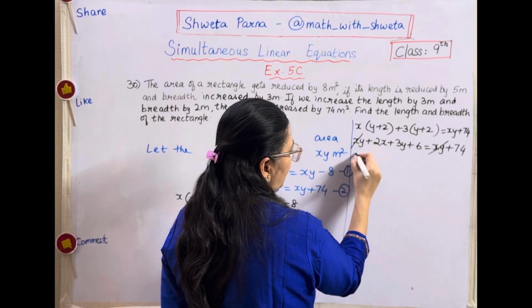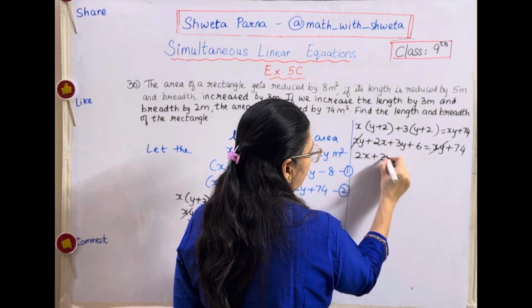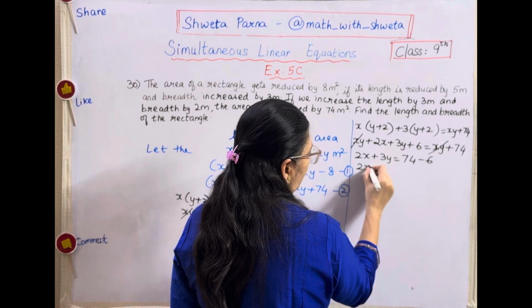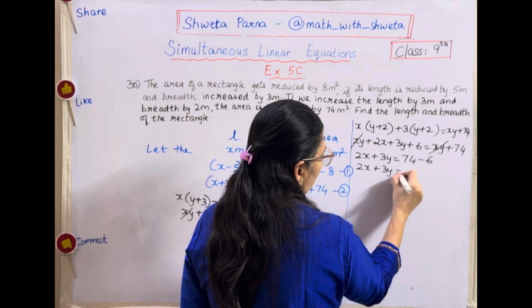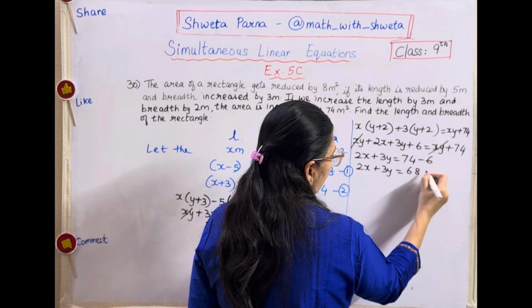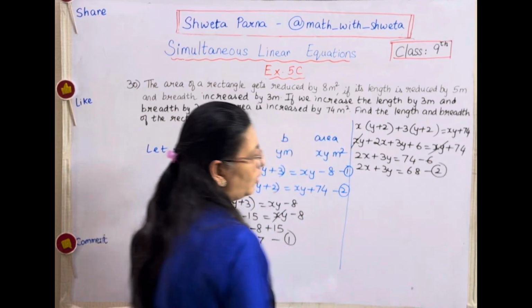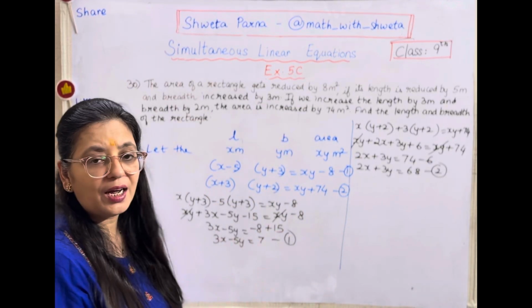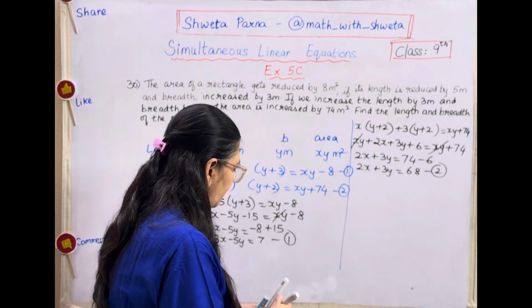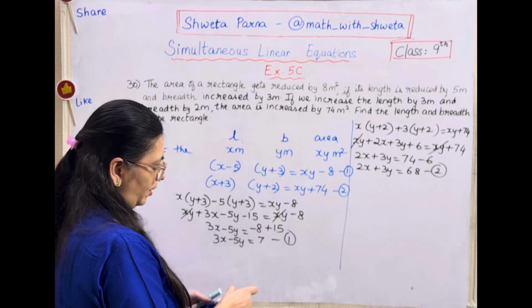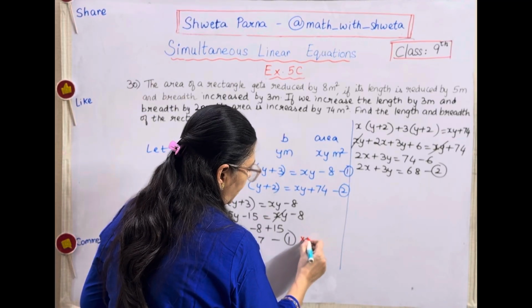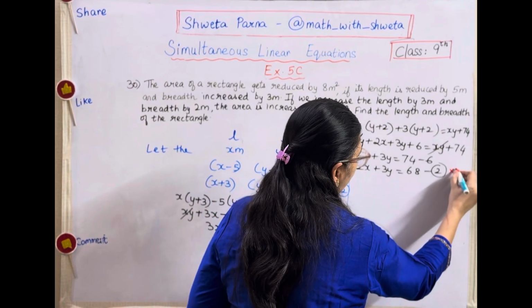xy to xy gets cancelled. So 2x plus 3y is equal to 74 minus 6. 2x plus 3y is equal to 68. This becomes your second equation. Now nothing is same, so we'll have to make something same. In the first equation, I can multiply it by 2. Here I will multiply it by 3.